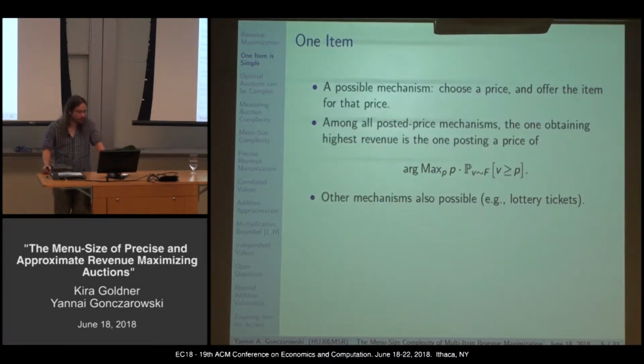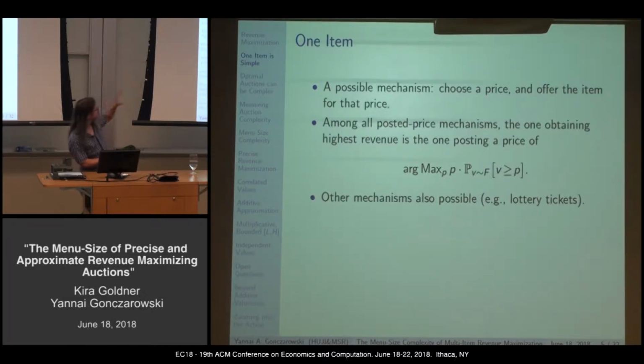So, one item. One possible mechanism, probably the simplest one, is what every store in the world does. Choose a price, offer the item for that price. Here's a clicker, $4, take it or leave it. You're the buyer for now. So if we're deciding to go down that route, then among all posted price mechanisms, the one obtaining the highest revenue is the one posting a price that simply maximizes this expression.